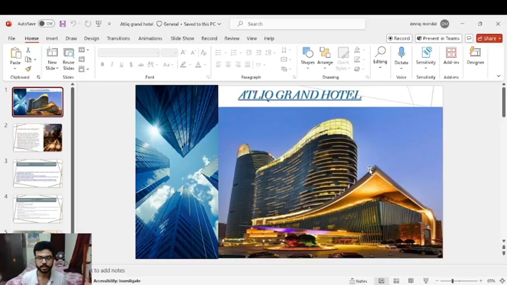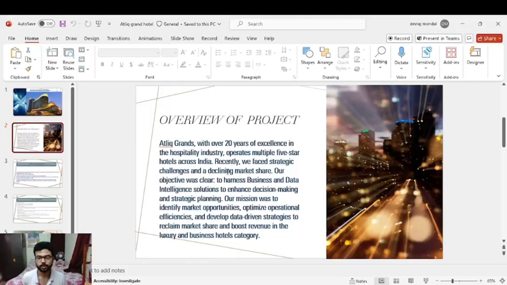Today I will be presenting my Power BI project on the hospitality domain named Atliq Grand Hotel. So coming to the Power BI project, our main overview of the project is that Atliq Brands, with over 20 years of excellence in the hospitality industry, operates multiple five-star hotels across India.